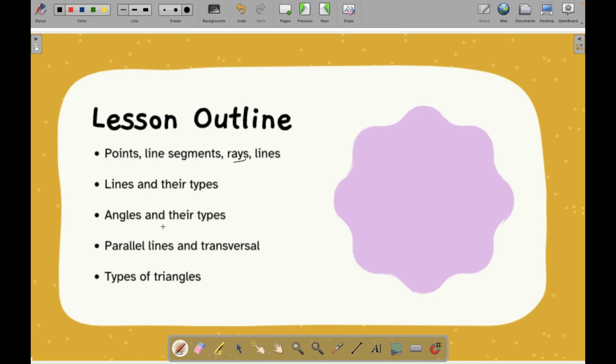We'll also see what angles are and what the different types of angles are. And if time permits, we'll see what parallel lines and transversals are, and what the properties are when we have parallel lines. And then based on the angles, we also have different types of triangles, for example, obtuse angle triangle, acute angle triangle, and right angle triangle. So we'll also look into these.